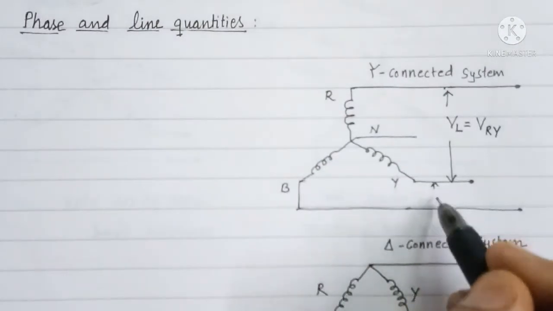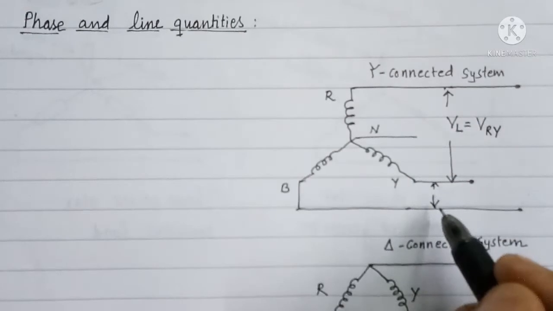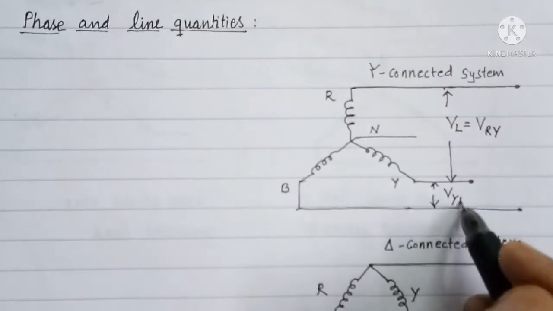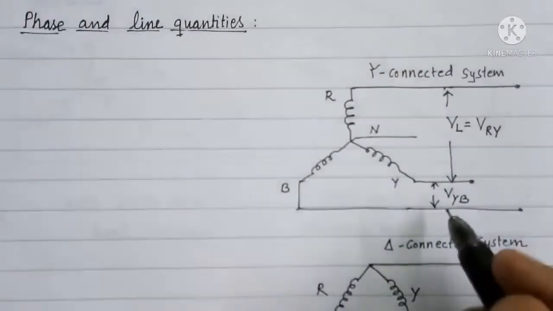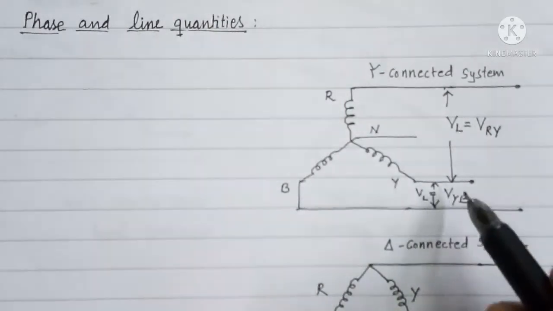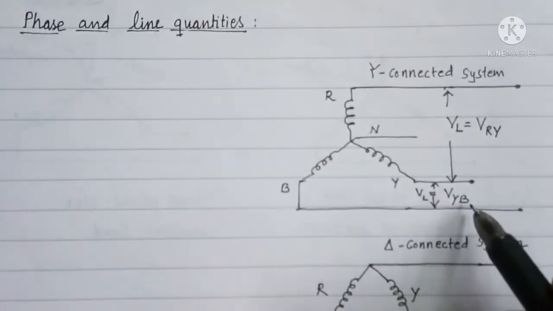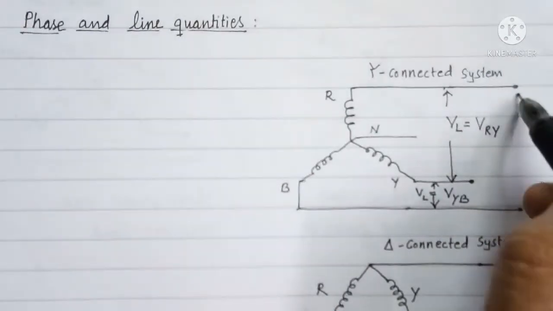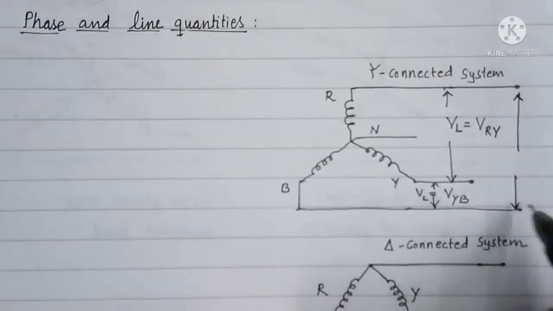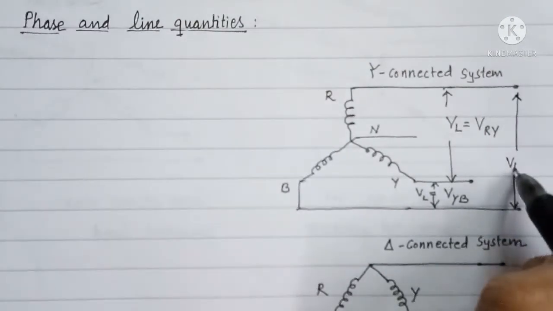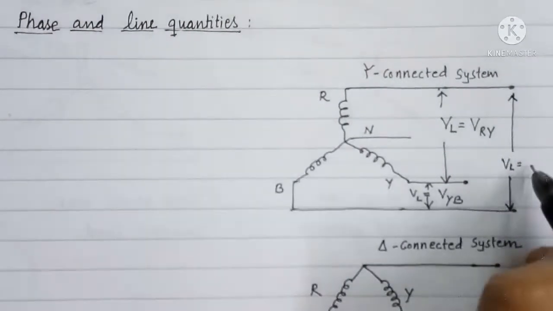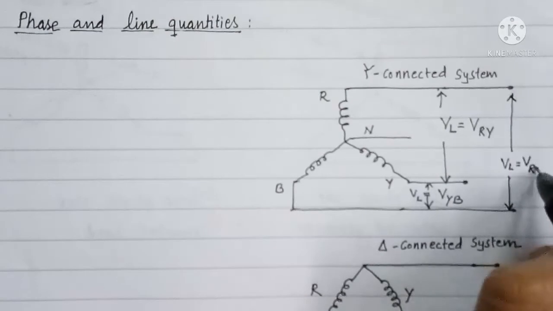Similarly, voltage measured between Y line and B line is called as VYB. It is also line voltage only, but we have measured voltage between Y line and B line, therefore it is VYB. And if the voltage is measured between R line and B line, then that voltage VL will be called as VRB.